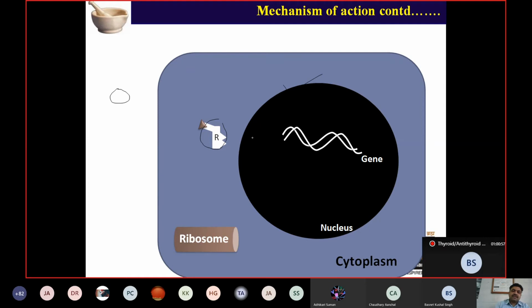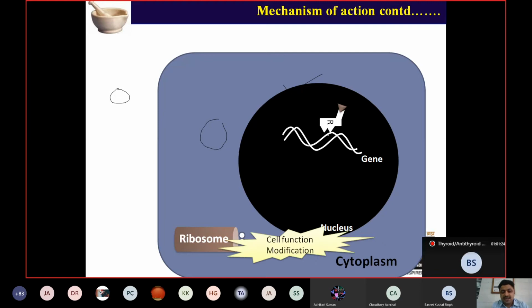That is what we say zinc finger, and this will enter into the nucleus and particularly bind to the thyroid responsive element, the particular gene. The zinc finger will identify and bind over here, and then it produces the mRNA and affects the protein. Ribosome will produce the protein, and that will cause the cellular function or the modifications. So this is how the thyroid hormone acts. And this is just a revision of first semester.